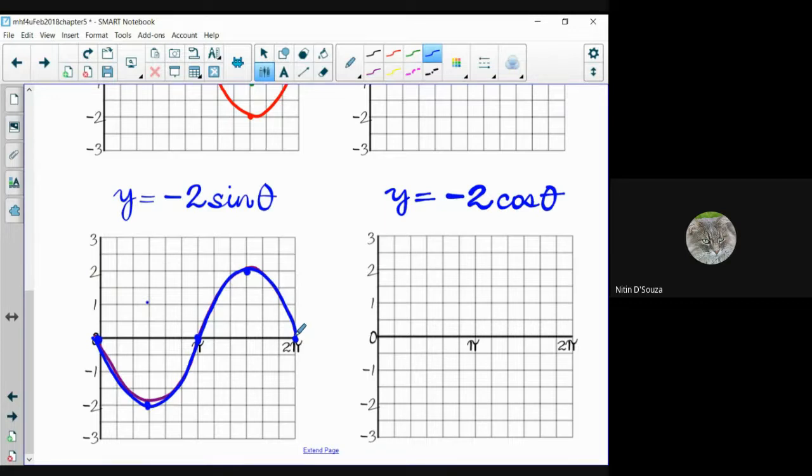Okay. The key thing is the difference between the top graph and the bottom graph. In the top graph, it's just vertically stretched. The bottom graph, it's vertically stretched and it's vertically reflected. Okay.